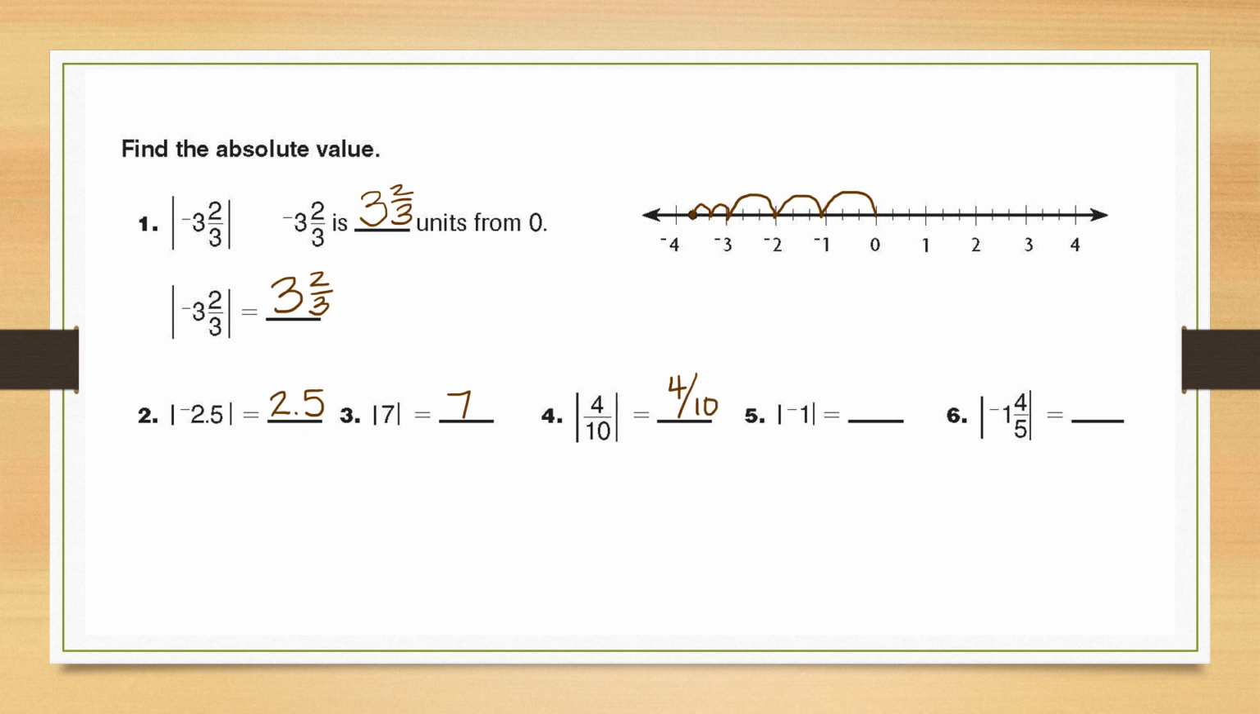Question number 5, the absolute value of -1 is 1. Question number 6, the absolute value of -1 4/5. Sorry, I misspoke there. For question number 6, what is the absolute value of -1 4/5? It is 1 4/5.